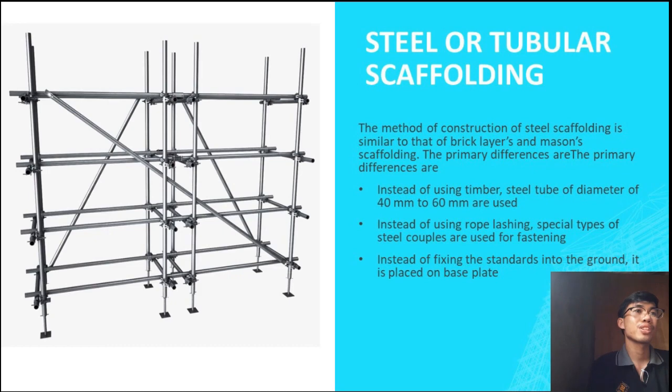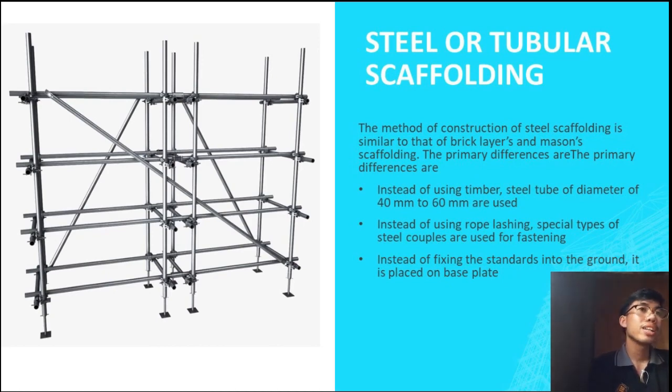The third one is the steel or tubular scaffolding. The method of construction of steel scaffolding is similar to that of bricklayer and mason scaffolding. The primary differences are: instead of using timber, steel tubes of 40 mm to 60 mm diameter are used. Instead of using rope lashing, special types of steel couplers are used for fastening. And instead of fixing the standards into the ground, they are placed on base plates.